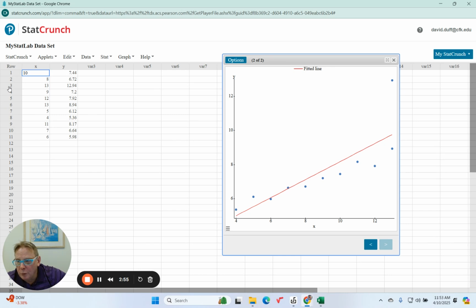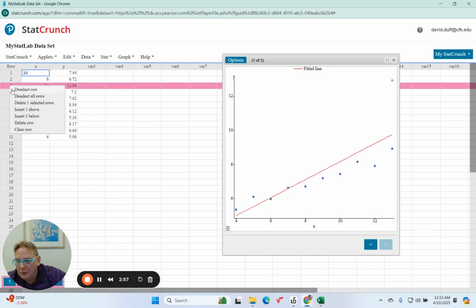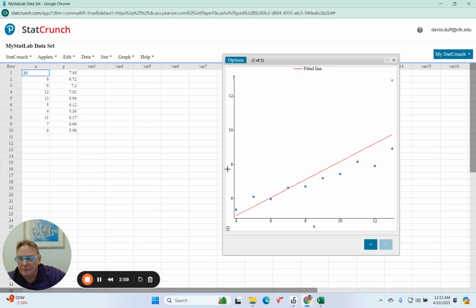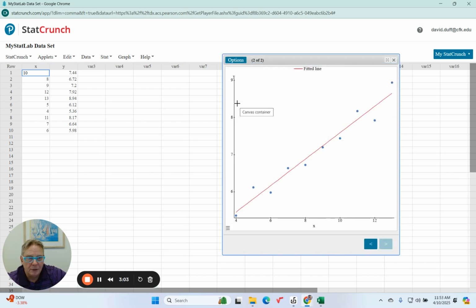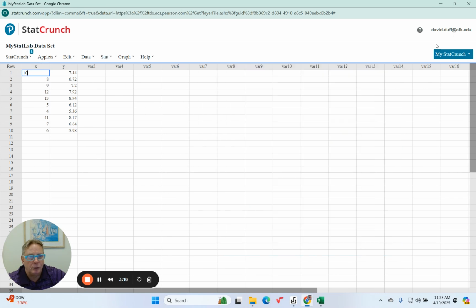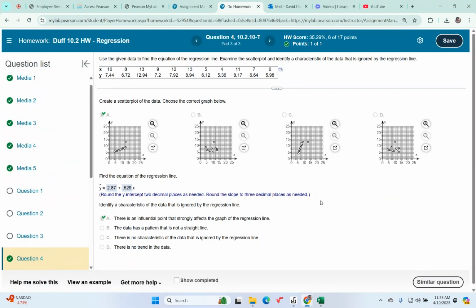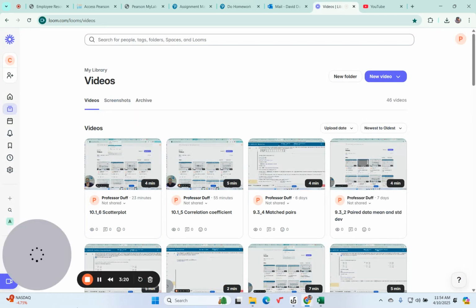But if we remove this point, let's just go ahead and delete that, and then we reset this, right? Look how different this looks. Right now, this line is going right in between all those values instead of sitting above them. So that one point had a lot of impact on this problem. And that concludes this lesson.